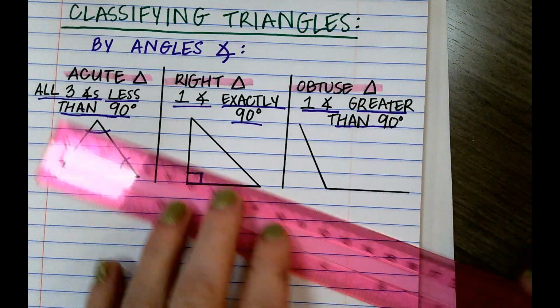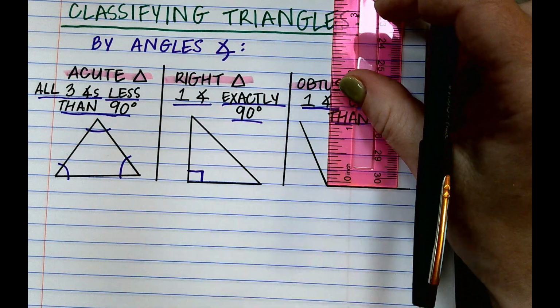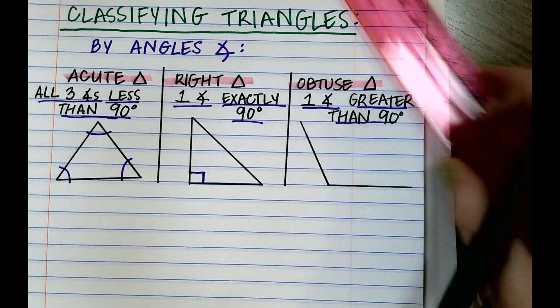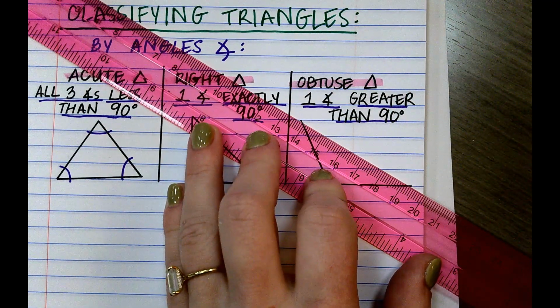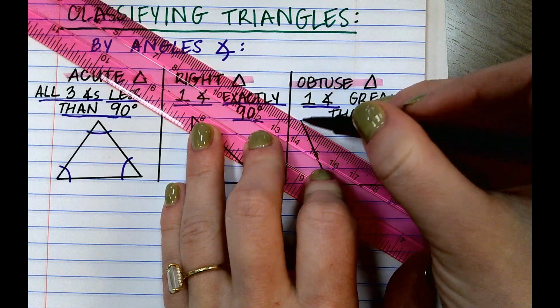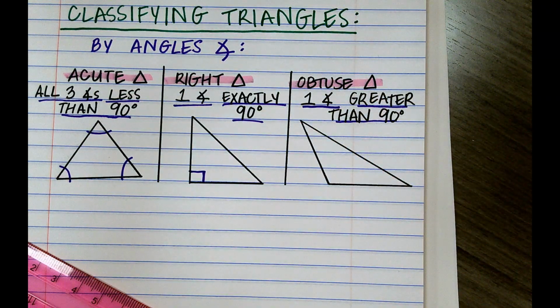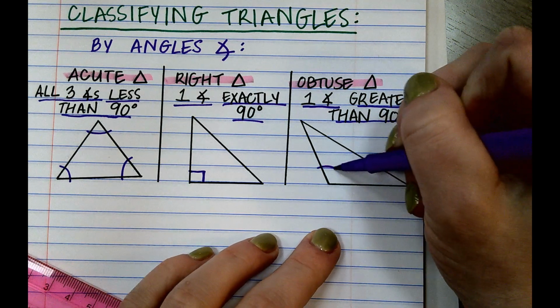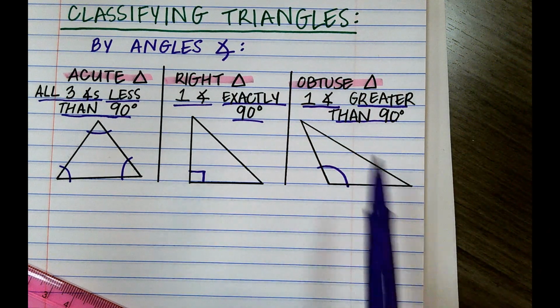So you should be starting with an angle that is bigger than 90 degrees. Then you connect those two sides diagonally. It is greater than 90. Here we go. So then we'll just mark that biggest angle, that obtuse angle.